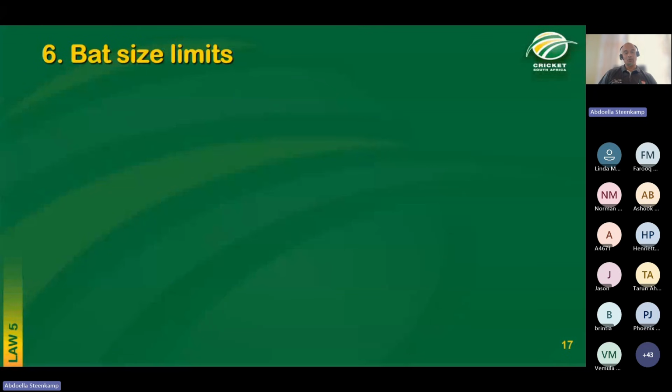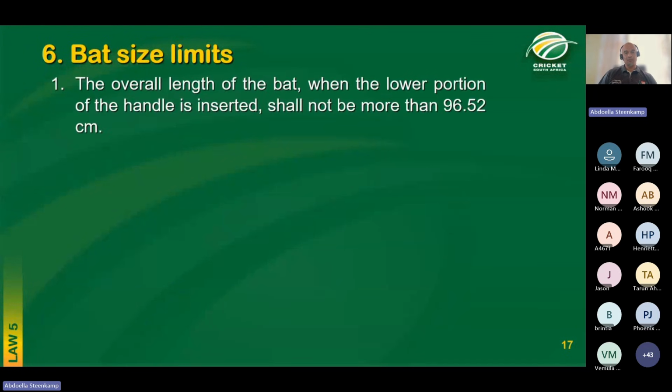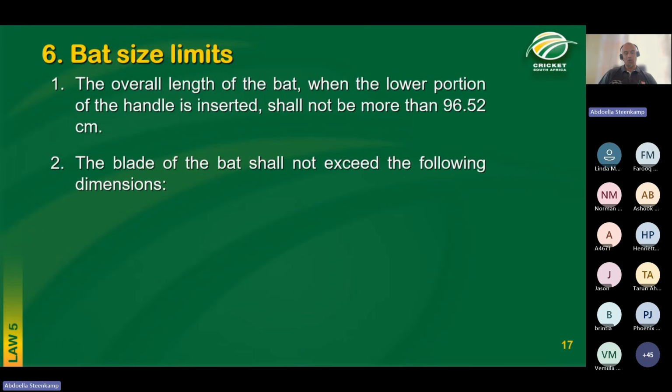When it comes to the bat, we're only going to focus on the dimensions, starting with the length of the bat. This is the overall length from top to bottom. In centimeters, 96.52. The bat must not be longer than 96.52 centimeters.